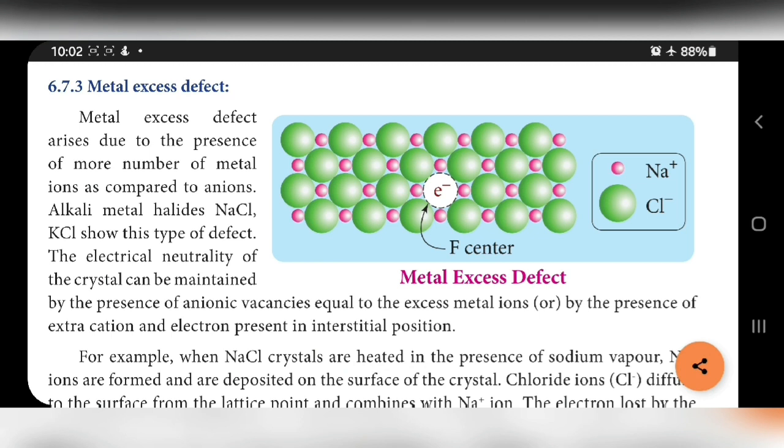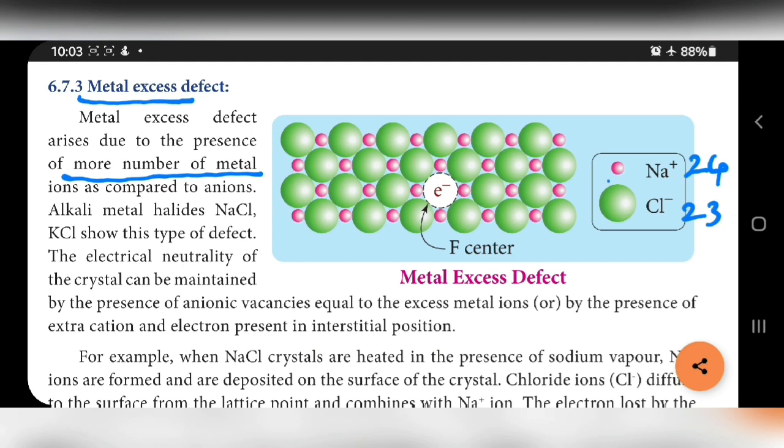Metal excess defect, the heading itself contains the reason. Here metals are present excessively. So metal excess defect arises due to the presence of a larger number of metal ions as compared to anions. Anion means negative species. See this picture. In this picture, totally how many sodiums are present? 24. How many chloride? 23. So compared to chloride, here sodium is present excessively. One extra sodium.